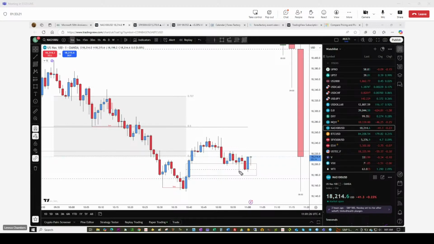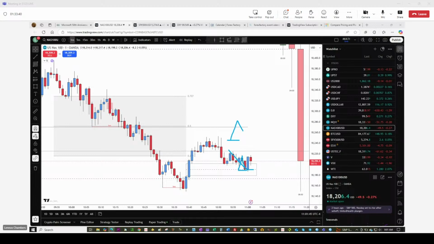Well, if it's a valid 1, 2, 3, then we shouldn't be taken out down here, right? So this wasn't a valid 1, 2, 3, so that's why they came back and took it. So this move in here wasn't complete. I wasn't even looking at my seconds chart, so let's see what my seconds chart was saying.